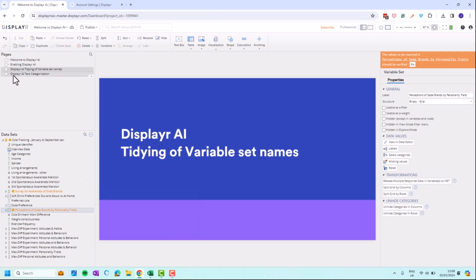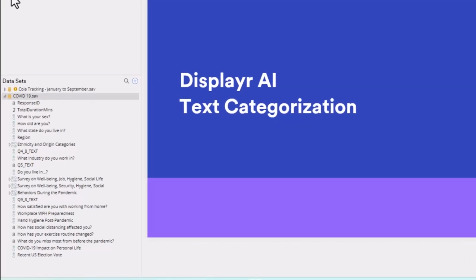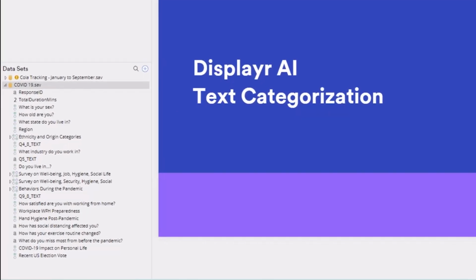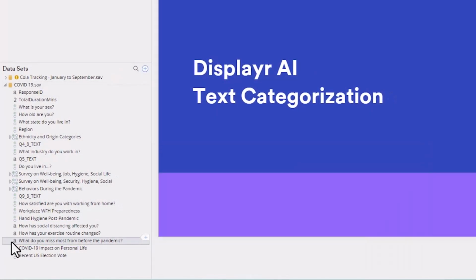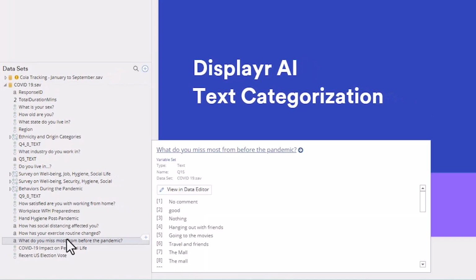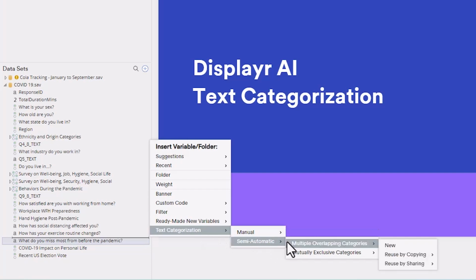Displayr AI can also assist us with text categorization or coding of open-end respondents. This is an incredibly exciting feature that will save a significant amount of time. For this example, we're using a dataset from a survey about the COVID pandemic, consisting of 3 open-end questions. Let's focus on the question, what do you miss most from your social life? Select the question, click on the plus button, text categorization, semi-automatic, mutually overlapping categories, new.